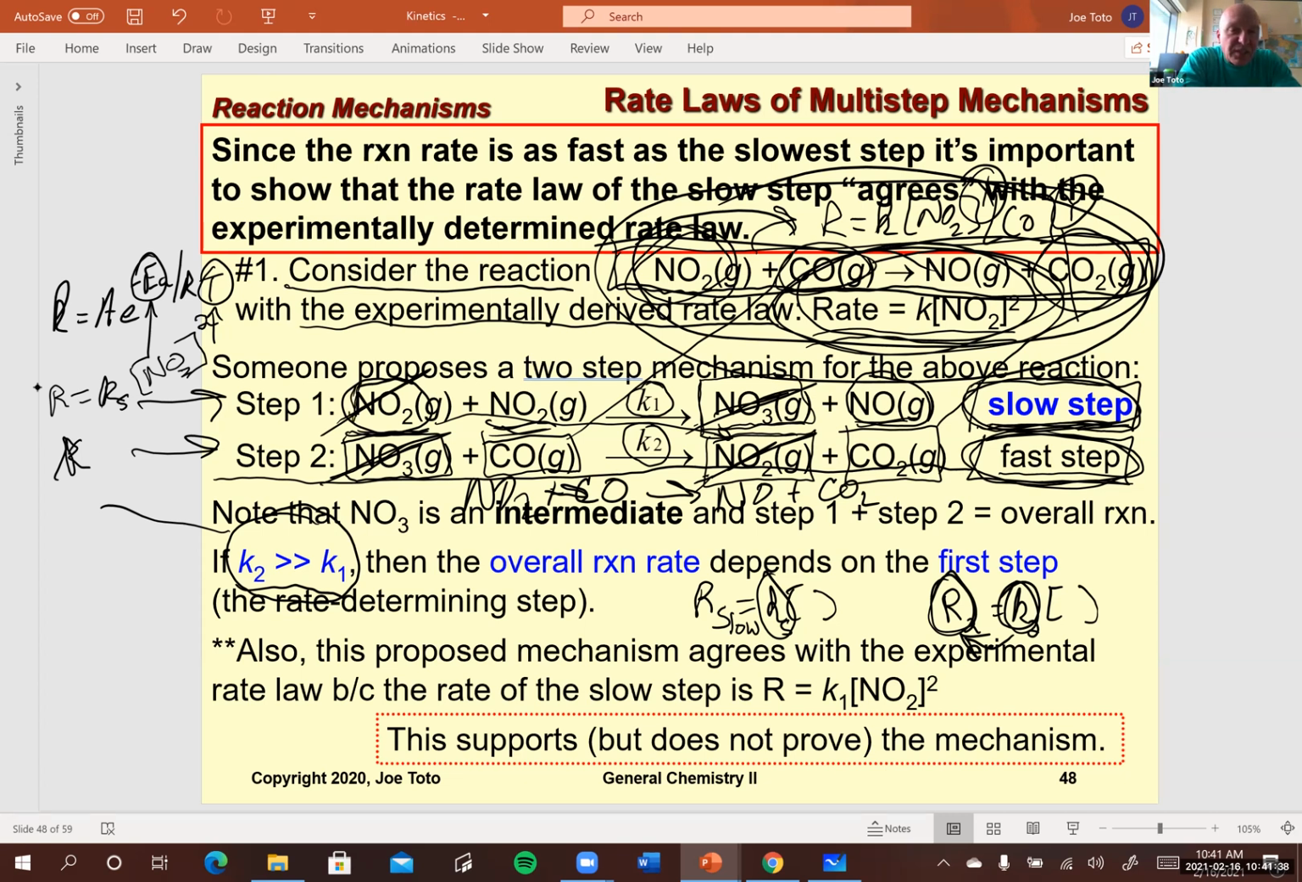So I can use the stoichiometric coefficients here, 1 and 1, that's 2. So there's 2 NO2, so it's NO2 squared. And so that is the rate law that I get for the slow step. And see, it agrees with the experimental one. So your conclusion for this is that this mechanism is possible. Is it true? I don't know. Nobody really can prove that, but it's possible. Any questions on that?